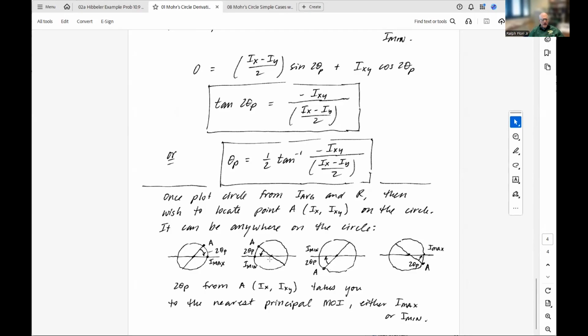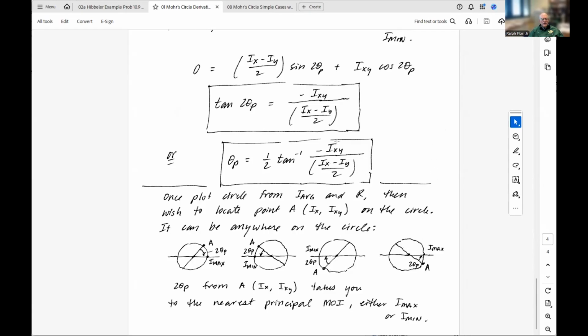If the X face plots in quadrant 2, this equation will report a positive number that will take you down to I min. Remember, positive is always counterclockwise and negative is clockwise. If our X face plots in quadrant 3 of the circle, then the theta p will be negative, and it'll take us up to I min. And finally, if our X face plots down in the 4th quadrant, then this equation will take us positive up to I max, which is the nearest.